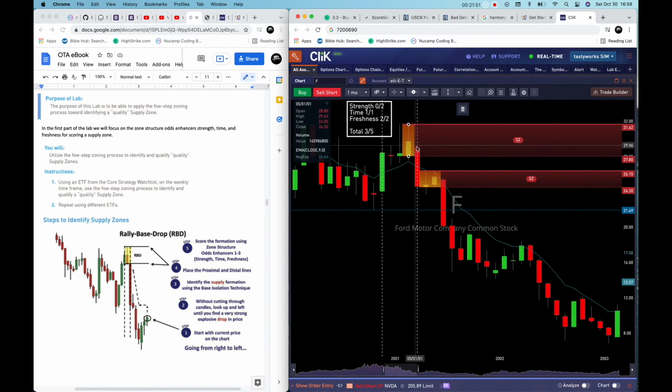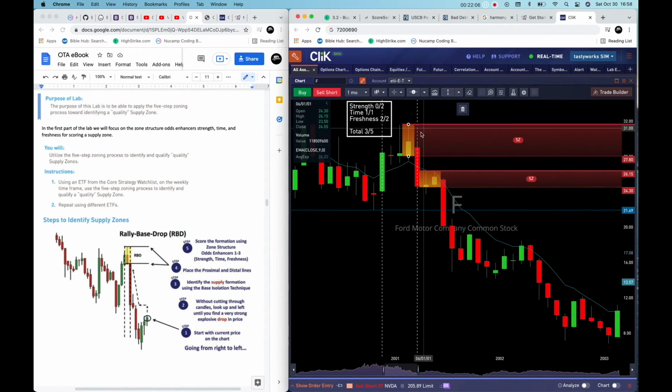And sometimes it is a bit tedious, but that's how you would navigate around that in order to place your proximal and distal lines. So now that we have those, we can begin scoring our zone formation.